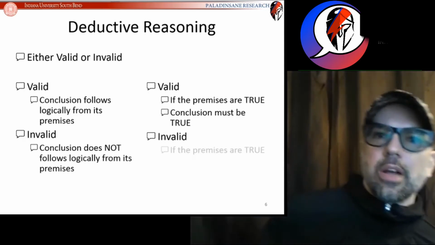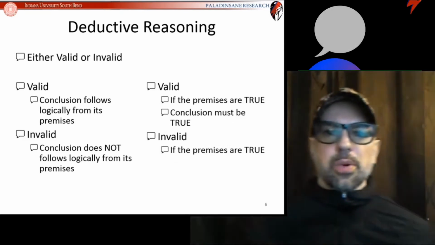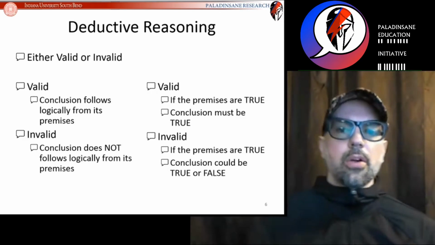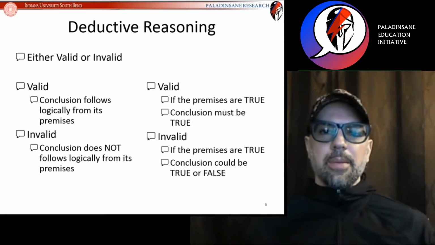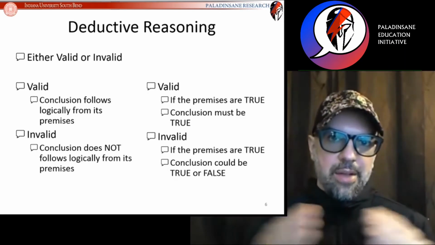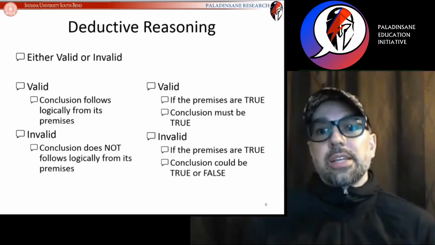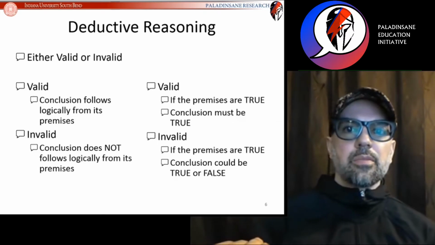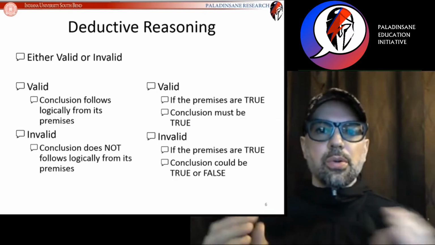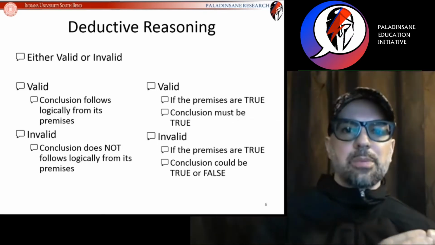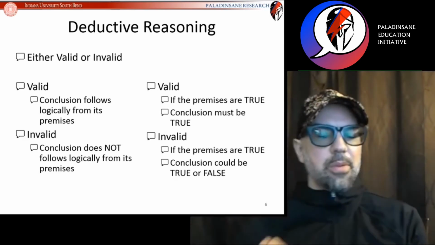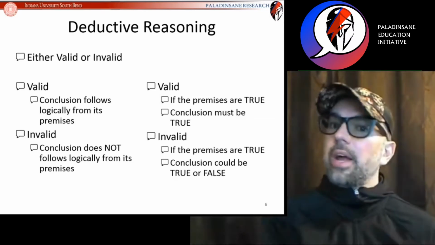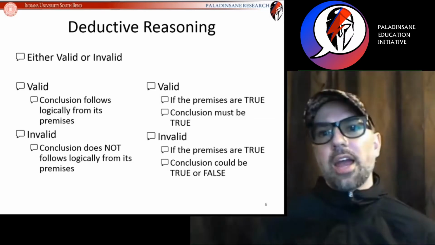An invalid argument, on the other hand, has the characteristic where if the premises are true, then the conclusion could be true or it could be false. An invalid argument does not lock in that guaranteed conclusion, and that's what makes it invalid. That's why it's classified as invalid. So for a valid argument, if the premises are true, the conclusion is locked in. It has to be true. In an invalid argument, if the premises are true, the conclusion might be true, but it might also be false. That is, it's not locked in.